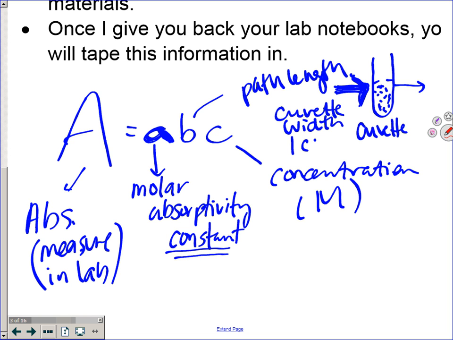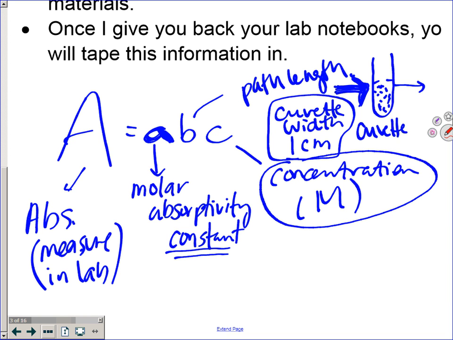Cuvette width is generally regarded as 1 centimeter. It may be bigger or smaller, but we just say, okay, it's 1 centimeter, and we call it a constant as well. And we can only call it a constant if we use the same cuvette. So what are the two variables we can manipulate? The concentration, which is the sample we are using, right? And no, we're not going to modify the cuvette. The cuvette is going to be one thing.